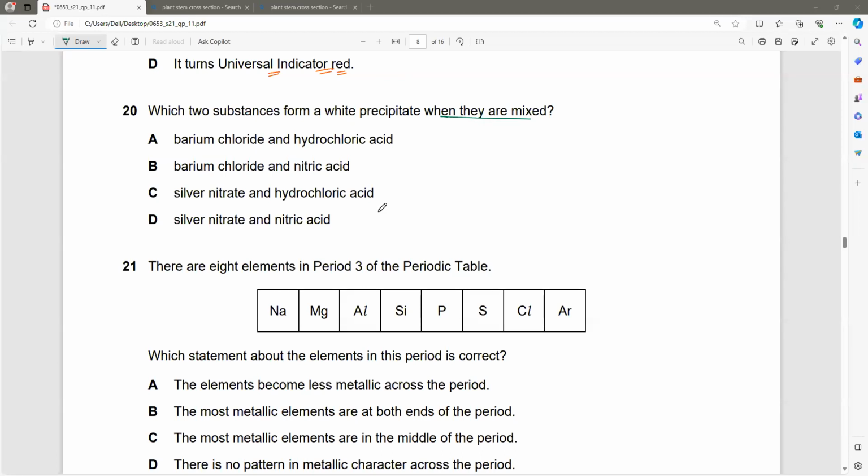Which two substances form a white precipitate when they are mixed? You all know double displacement reactions. Barium chloride and hydrochloric acid. Barium chloride and nitric acid. Silver nitrate and hydrochloric acid. Silver nitrate and nitric acid. White precipitate means the formation of a precipitate. That reaction has been there in our book, I think. Silver nitrate.